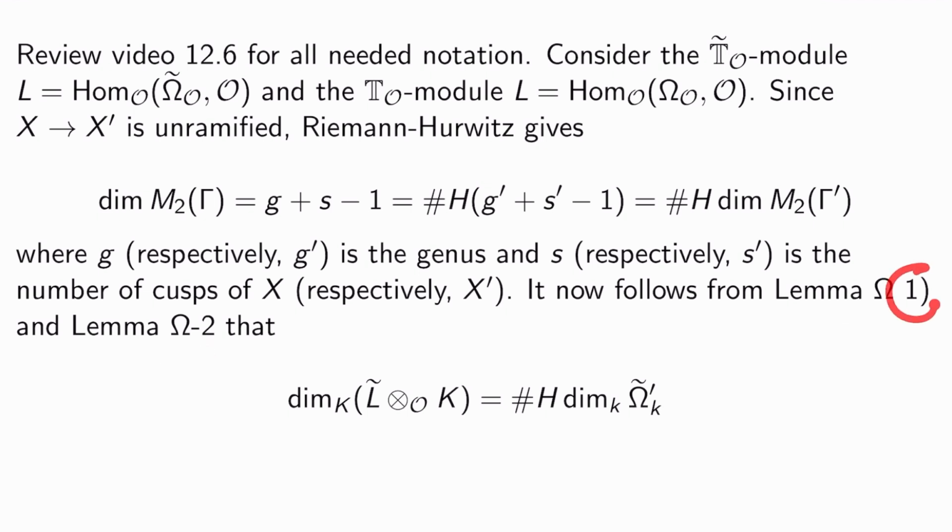It follows from lemma omega 1 and lemma omega dash 2. So this is part 1 of lemma omega, and this is just lemma omega dash 2. So I think those are from video 12.6. That the k dimension of L tilde tensored up to k is the cardinality of H times the k dimension, so this is little k now, the little k dimension of omega tilde sub little k.